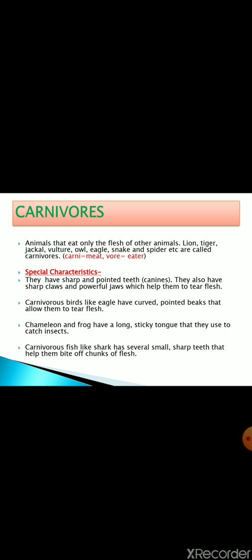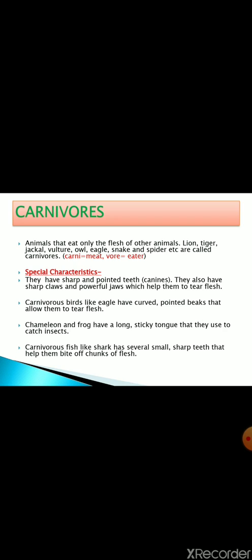They need some sharp tool to tear the flesh away from the animal's body. So, for that purpose, they have sharp and pointed teeth. We call them canines. Their canines are very much developed, very sharp and very pointed. They also have sharp claws and powerful jaws which help them to tear the flesh.